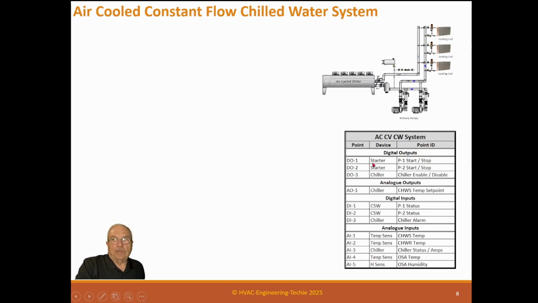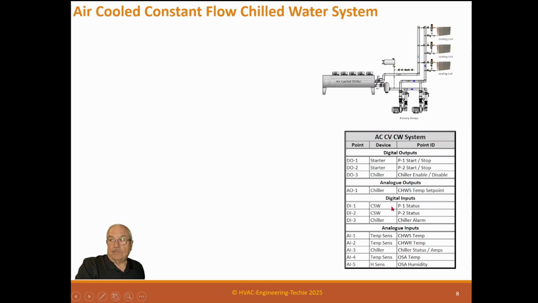So here's the point list. Digital output 1 is the starter for P1. DO2 is a starter for P2, and DO3 is a chiller enable and disable. So this actually starts the plant. Analog output is the chiller chill water temperature set point. So our controls are going to tell this chiller what temperature water to operate at, but the chiller itself is doing that through its internal controls. You're just resetting it from an external point.